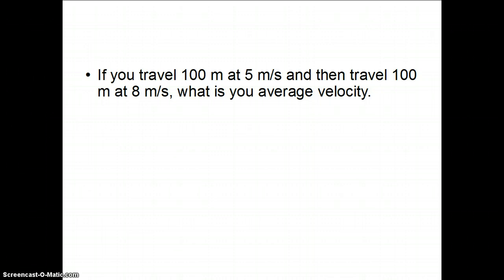So the first example that I wanted to do is: if you travel 100 meters at 5 meters per second and then travel 100 meters at 8 meters per second, what is your average velocity? I do have to note here that I am assuming that all motion is in a straight line, so we're not doubling back to end up in the same spot.